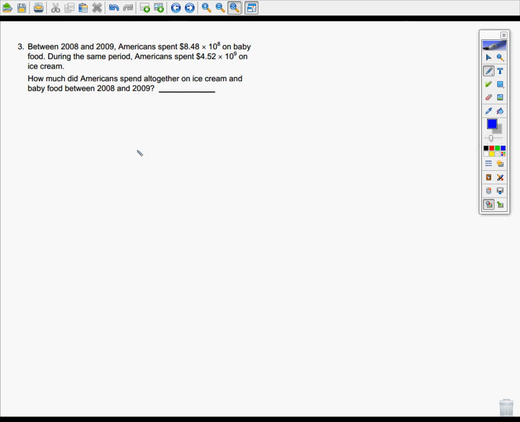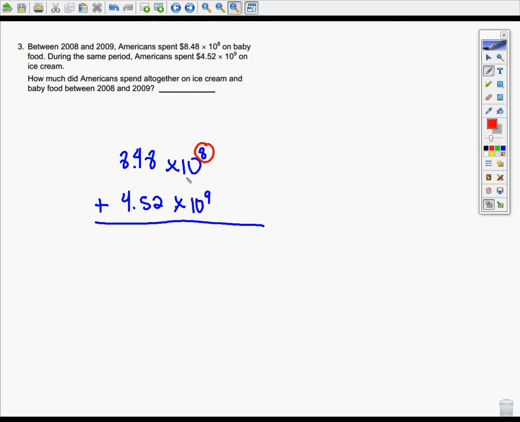So altogether means we're going to go ahead and add. So 8.48 times 10 to the 8th plus 4.52 times 10 to the 9th. It doesn't really matter which one of these that I change, so I'm going to go ahead and change this one because it's on top. I'll change that to the power of 9, which means it's going to be times 10 to the 9th. I increase this by a power of 10, so I need to make this number decrease by a power of 10.